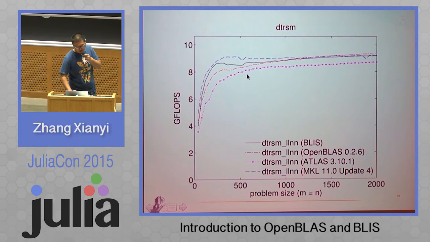And this one is the TRSM. Because the BLIS project introduced more kernels to fuse the TRSM kernel with the GEMM kernel, in this way the BLIS library can outperform the other two open source libraries on very small matrix input.